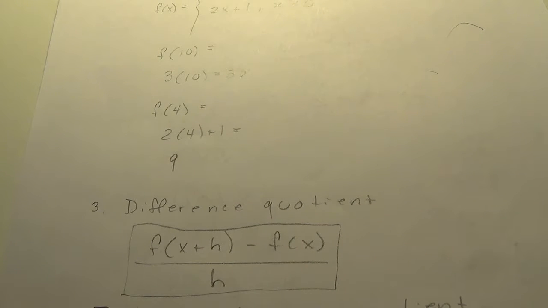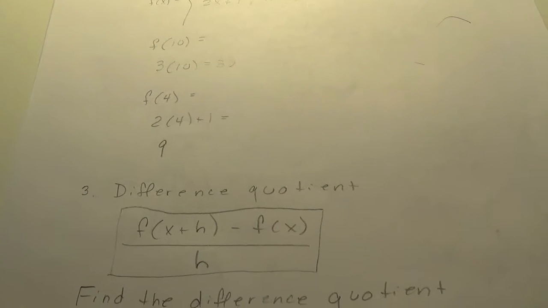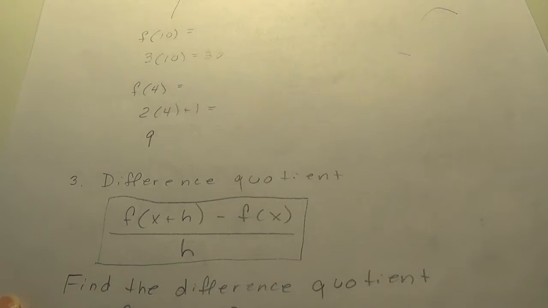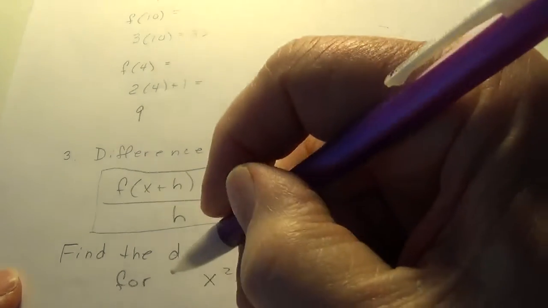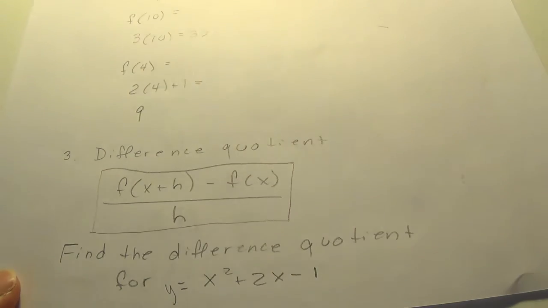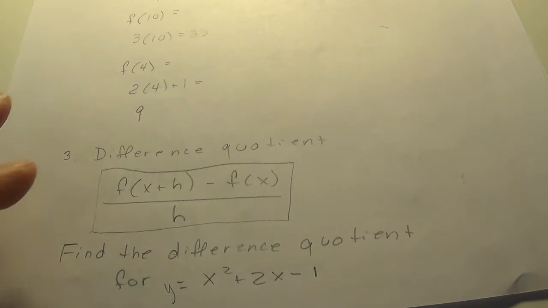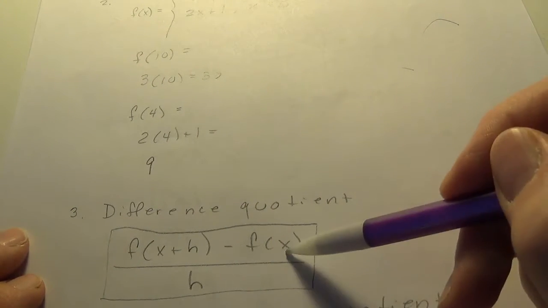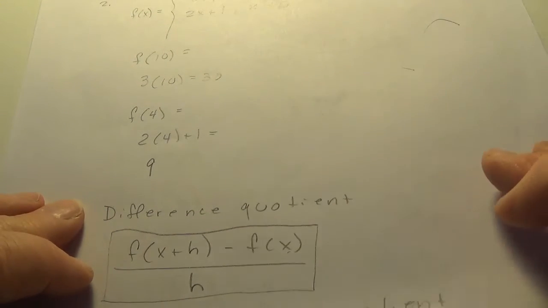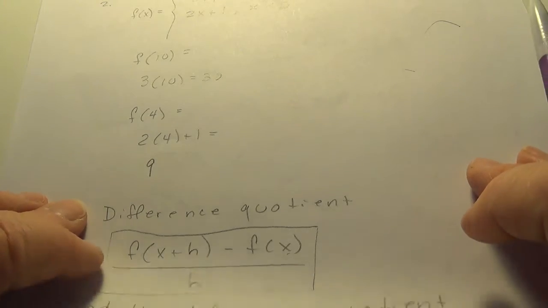But during pre-calculus, you have to find the difference quotient for a given function. So I'm going to give you y equals x squared plus 2x minus 1 and ask you to find the difference quotient. If you understand how to follow this, go ahead and do it in your comp book. Stop the video and try it, and then we will confirm your results.